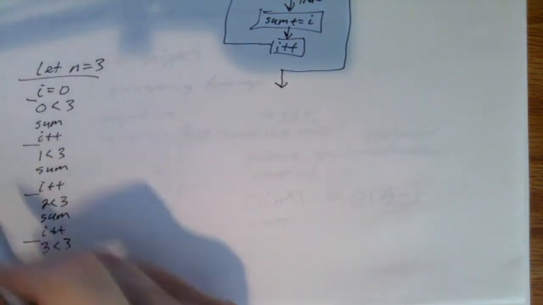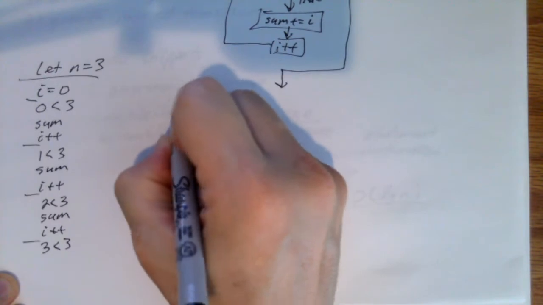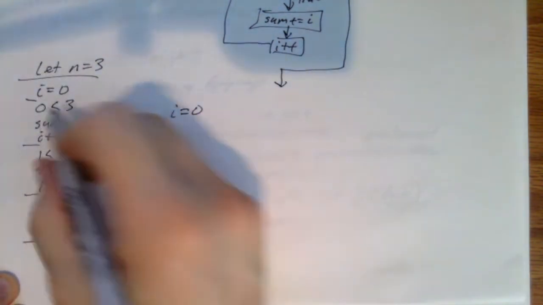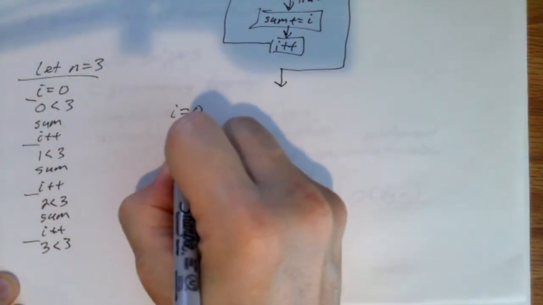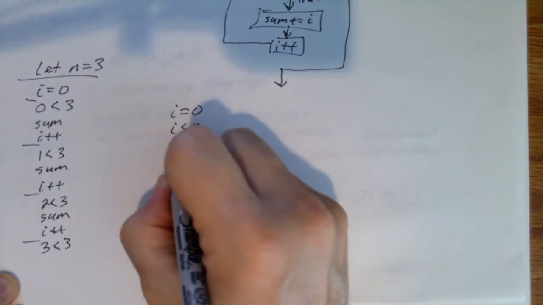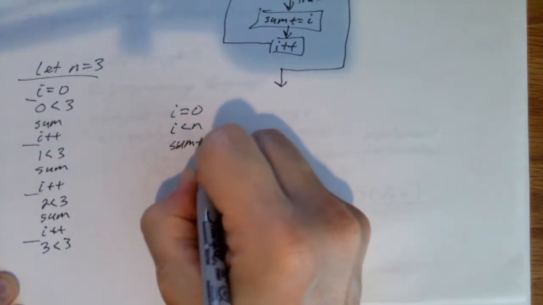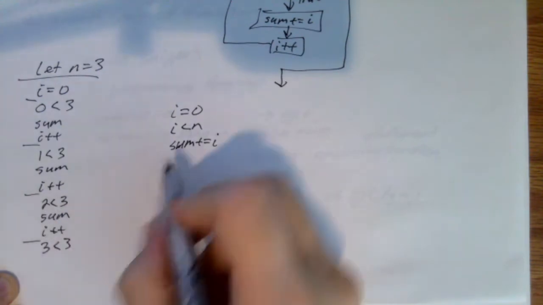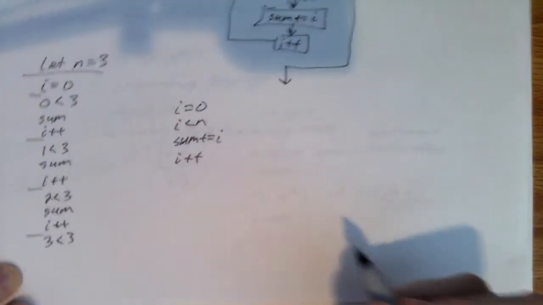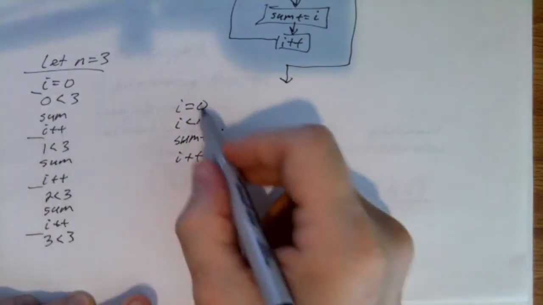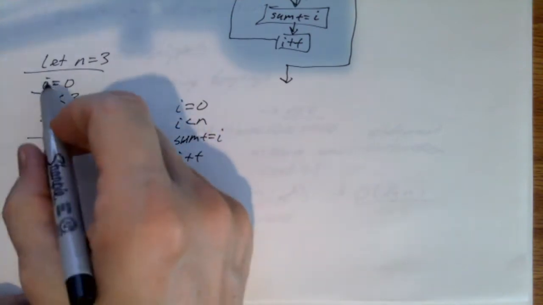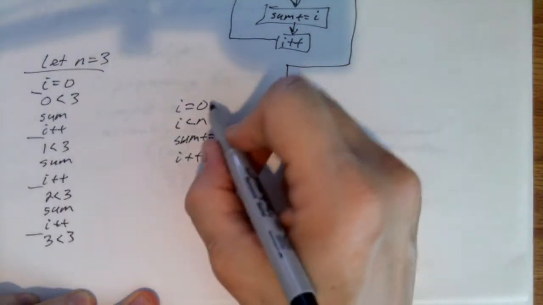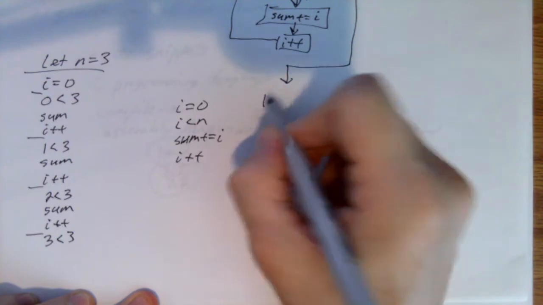So what kind of statements do we have here? Well, I have i is equal to 0. I have is i less than n. I have sum plus equal i. And they have i plus plus. Right? Everything here is one of these 4 things. So how many times did we see i equals 0? Well, that happened 1 time.